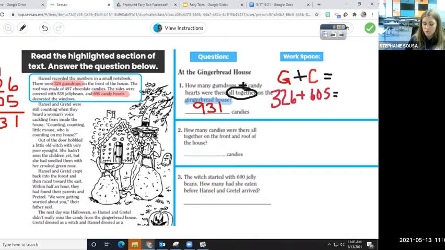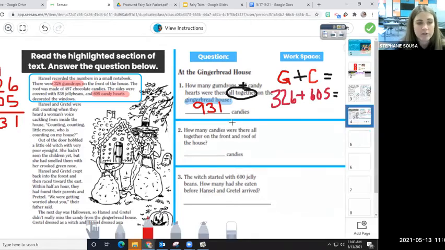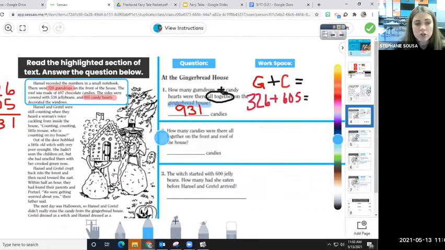I'm going to send you into a breakout room for number 2. So let's talk about setting it up really quick for success. Number 2 says, how many candies were there all together on the front and roof of the house? On the front and roof. Let's go look in the text where it talks about the front of the house and the roof of the house.